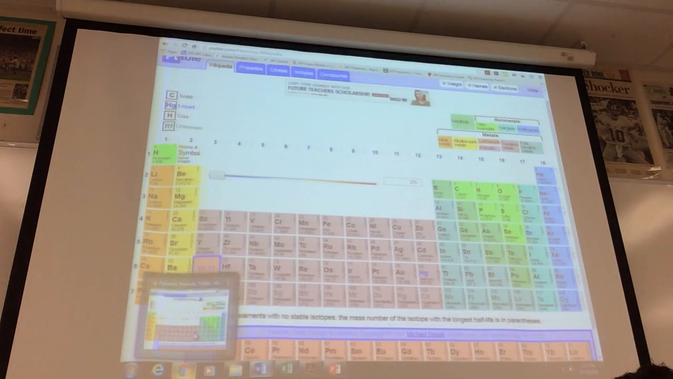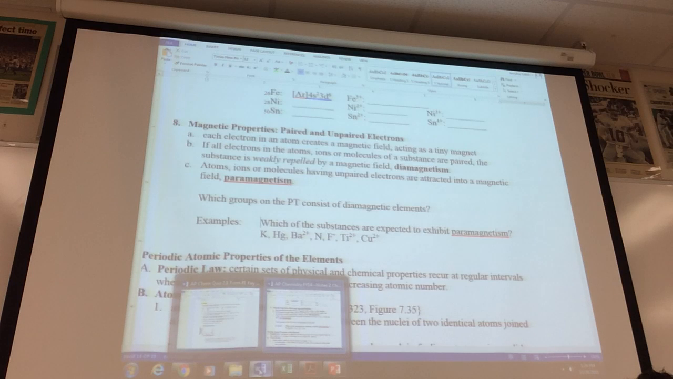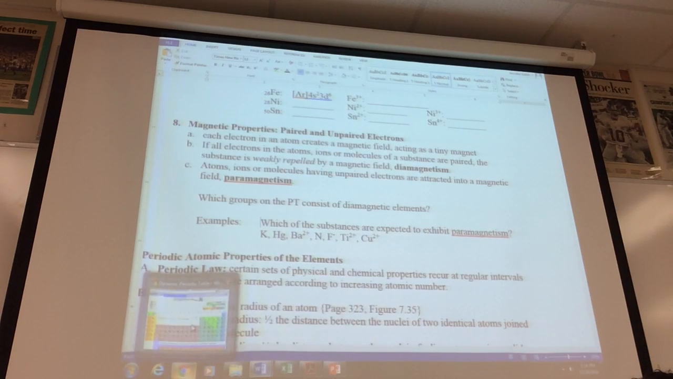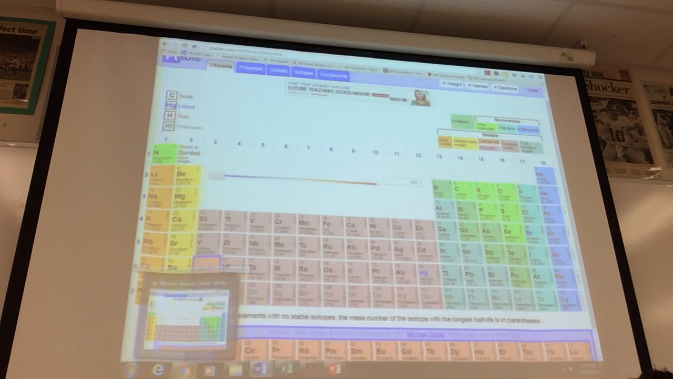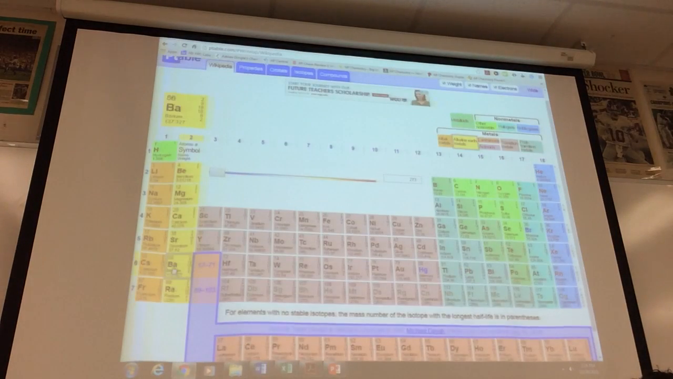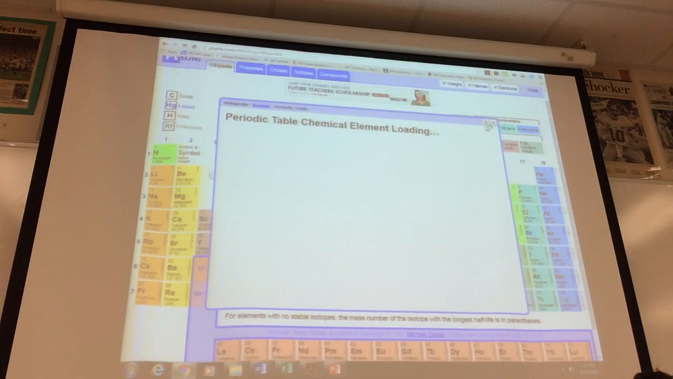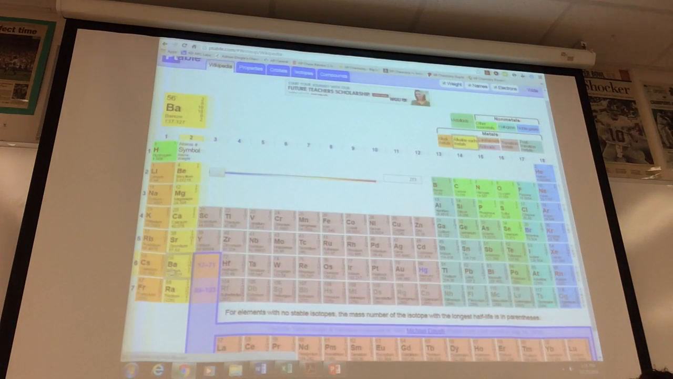Mercury. Mercury is a Group 1 is paramagnetic. Mercury is a diatomic, right? Group 12. So that's not paramagnetic. What about barium ion? It's lost two, so it's still... let's back up, 1, 2, now it's dia, right?